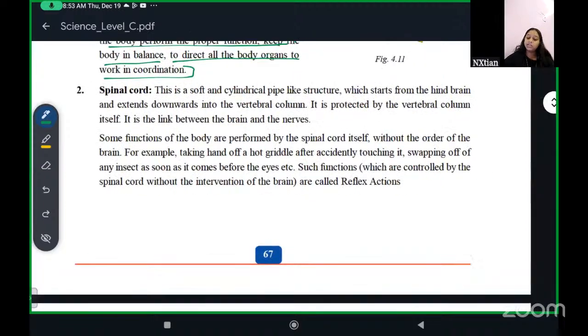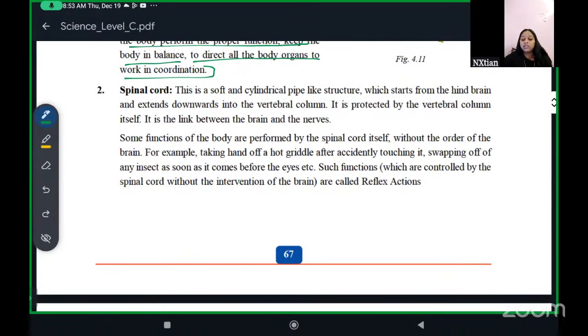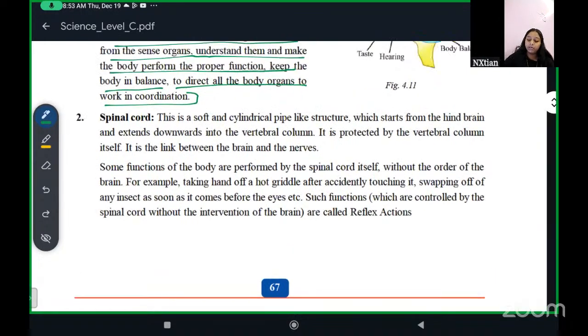Then we have the spinal cord. This is a soft and cylindrical pipe-like structure that starts from the hindbrain and extends downwards to the vertebral column.